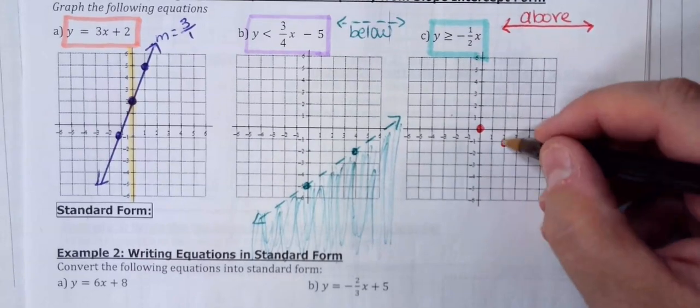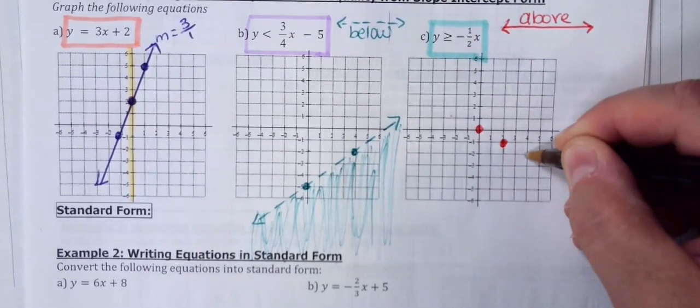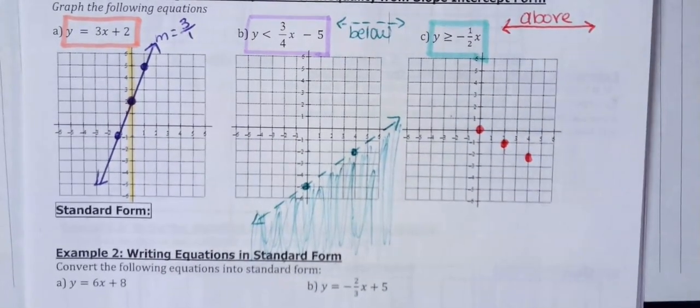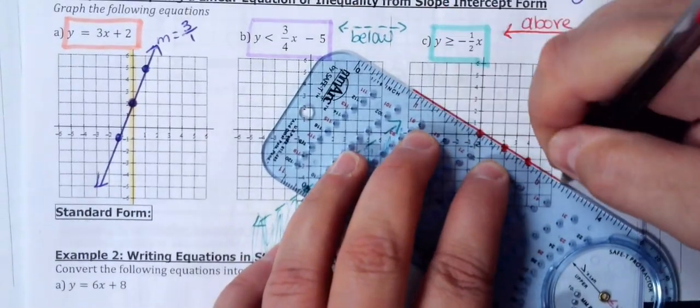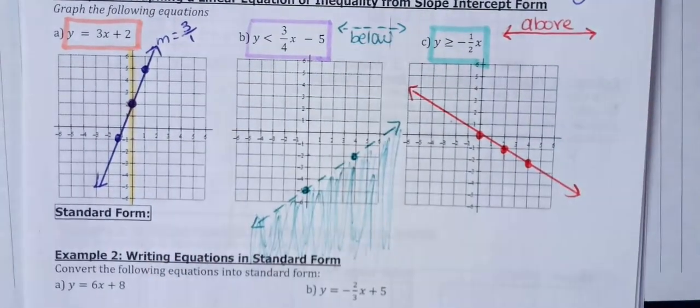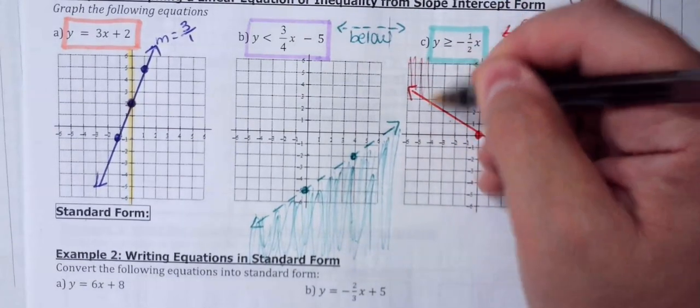So I usually tell people just go down and right for a negative slope, up and right for a positive slope. You can always go backwards. But if you have a negative slope, it should come down from left to right. If you have a positive slope, it should come up from left to right. So again, when I connect these dots, we're just going to make a solid line. All these points would be included in our solution. And this is greater than or equal to, so our shading would be above this line.